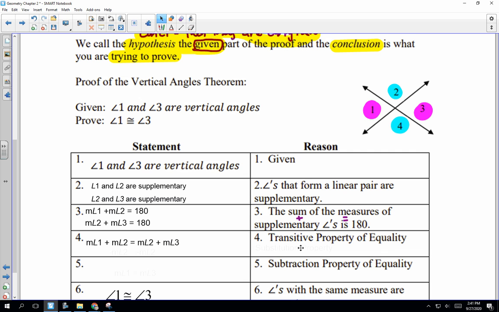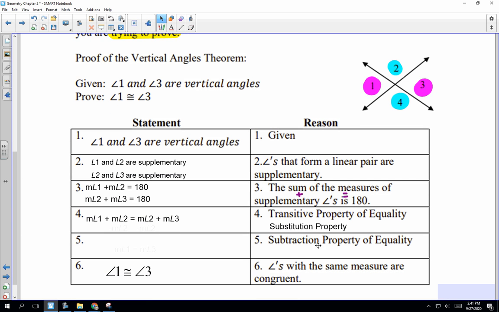But I would also be okay. I actually prefer the substitution property for this because I can take out 180 and replace it with the measure of angle 1 plus the measure of angle 2. So either one works in this scenario. I prefer substitution, but transitive works as well.